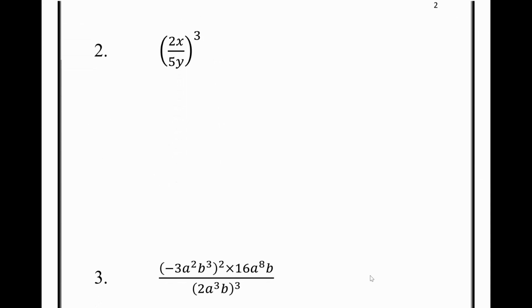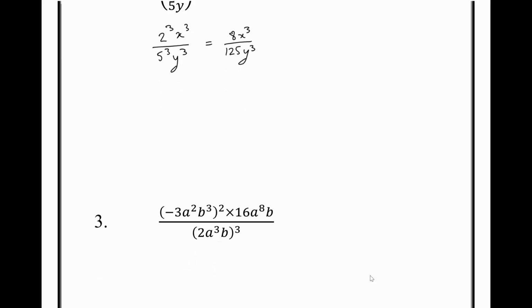Next, for question 2, we have 2x divided by 5y, and this is all to the power of 3. What we first need to do is bring the 3 inside the bracket, and this affects everything, including the coefficients. So 2 to the power of 3, x to the power of 3, divided by 5 to the power of 3, and y to the power of 3. This simply expands out to 8x to the power of 3, divided by 125y to the power of 3.